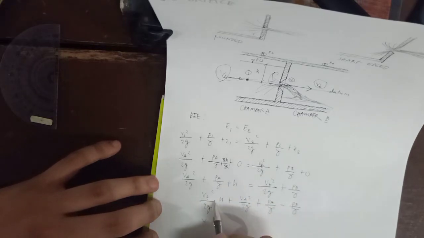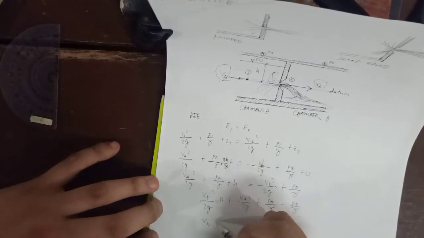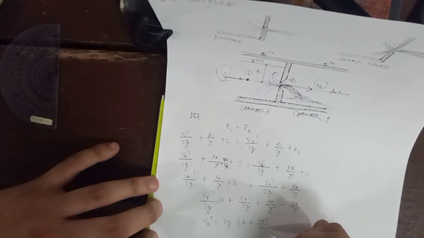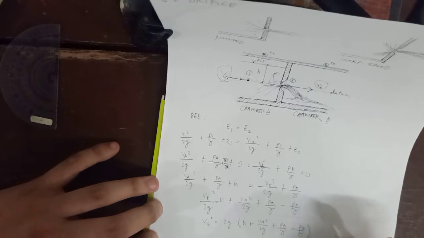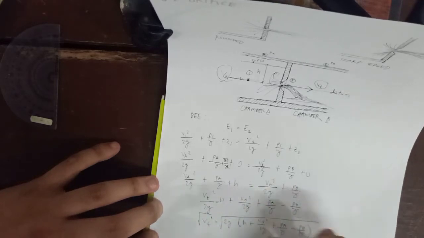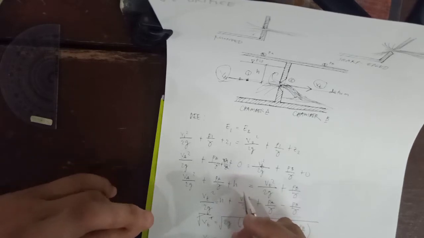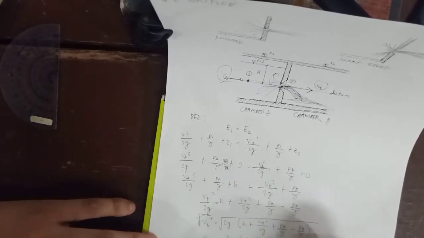So we multiply by 2g for this whole equation. So V sub t squared equals 2g times h plus VA squared over 2g plus PA over gamma minus PB over gamma. So square root both sides. So V sub t equals the square root of 2g times h plus VA squared over 2g plus PA over gamma minus PB over gamma.